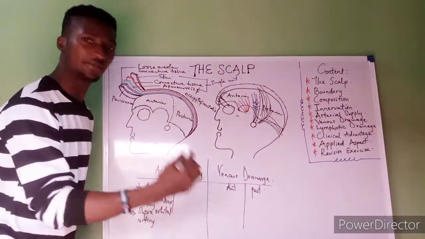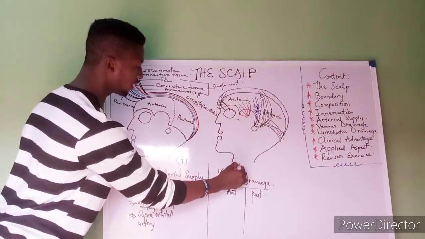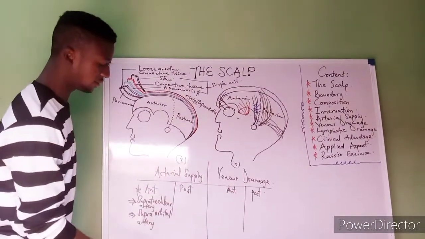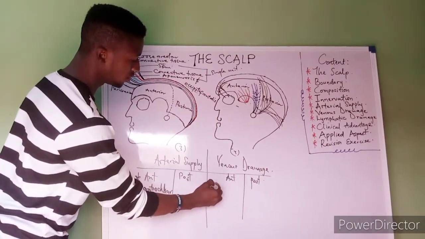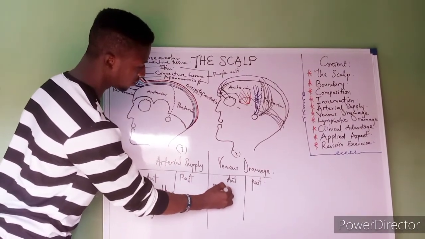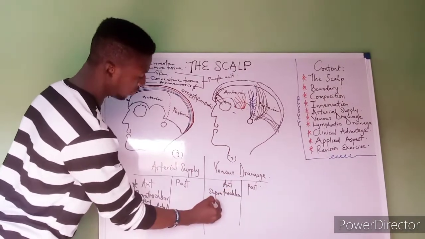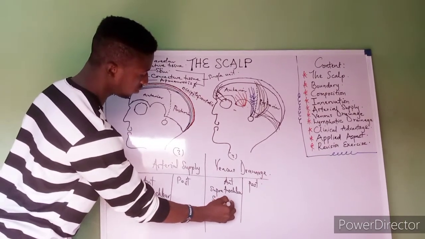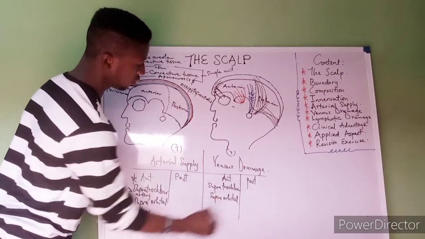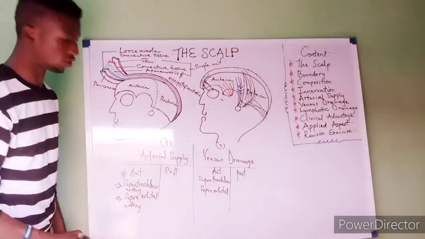When we're talking about the veins, the same thing applies. Don't forget we have 3 here, we also have 3 here. We have the supratrochlear, and we also have the supraorbital. These are the 2 in the front region.